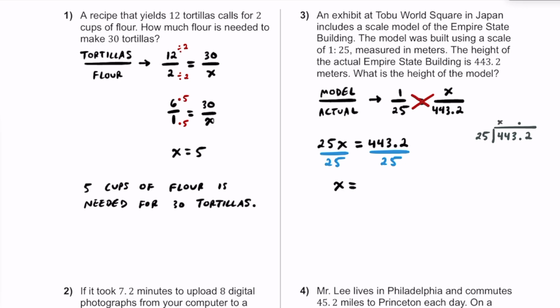25 doesn't go into 4, but it goes into 44 once. 1 times 25 is 25. Let's see, we're off by, it looks like 19. That's going to be a 9, that's a 1. We'll bring down this 3 here. 25 times 7, 8 would be 200, so that's too much. It's going to be 175. Let's see, 13 minus 5 is 8. 8 minus 7 is 1.